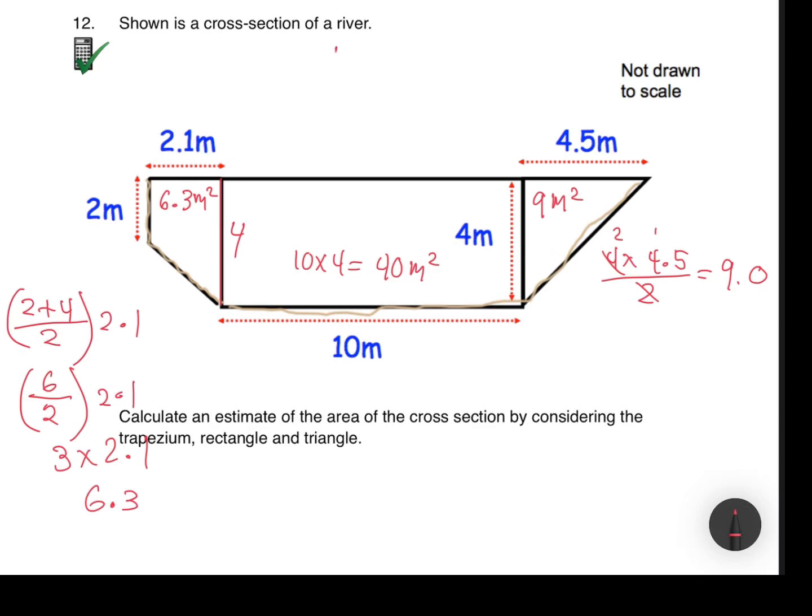So to find the total area of these combined shapes, you have to add 6.3 plus 40 plus 9. So in this case, 40 plus 6.3 plus 9, the total is 55.3, and that is the total area of this combined shape.